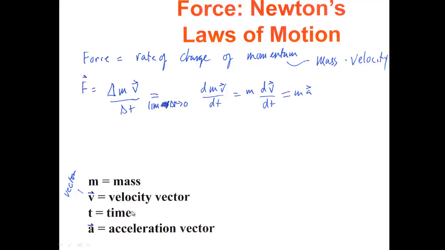So the definition of these different variables is shown below, and sometimes we try to draw a little hat or some kind of symbology indicating what's a vector and what's not. So velocity has a magnitude and direction, same with acceleration.